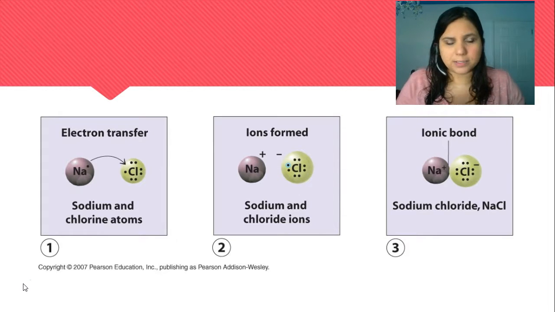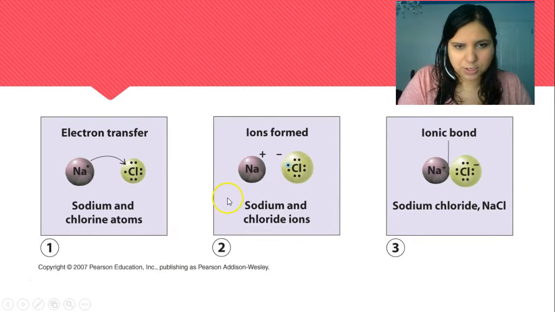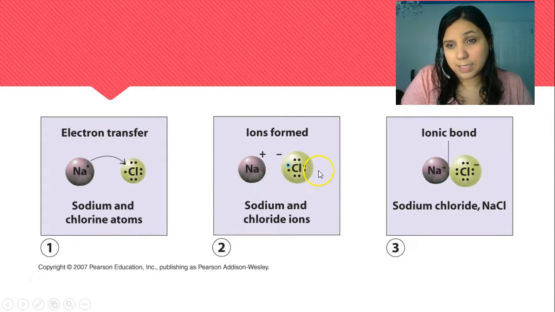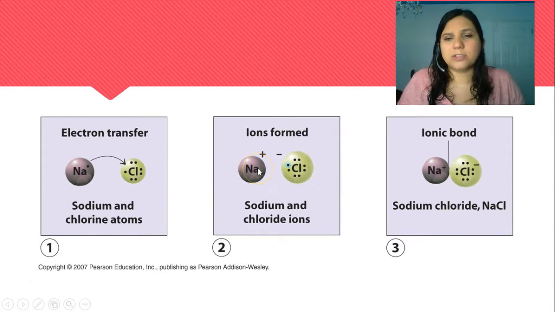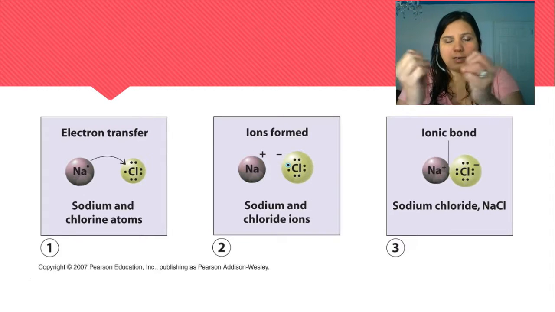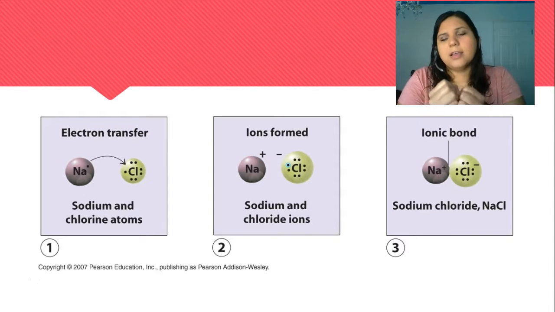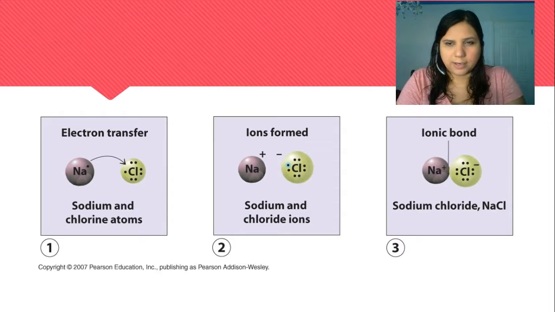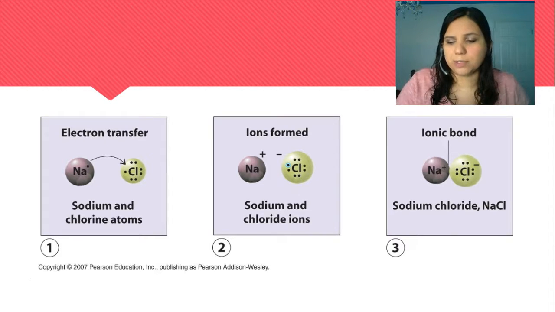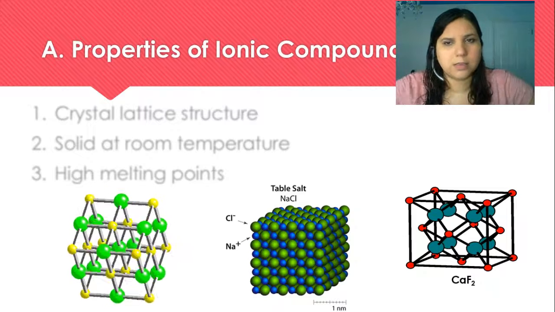And when that happens, the one that lost the electron becomes positive, the one that gained the electron becomes negative, then the two are attracted to each other because opposites attract. They're electrostatically attracted, and they form what we call an ionic bond. That's the attraction between those two particles.